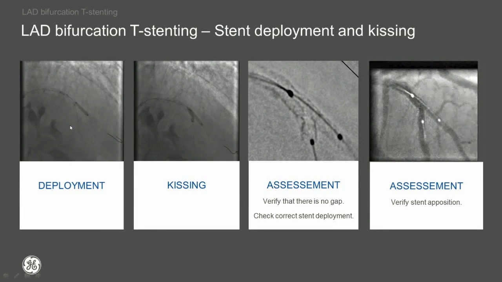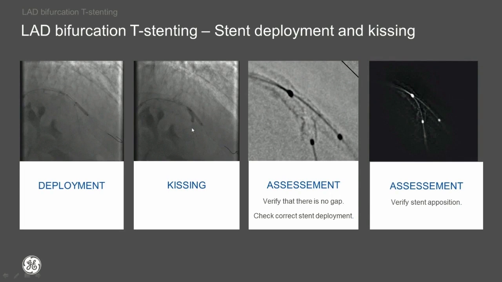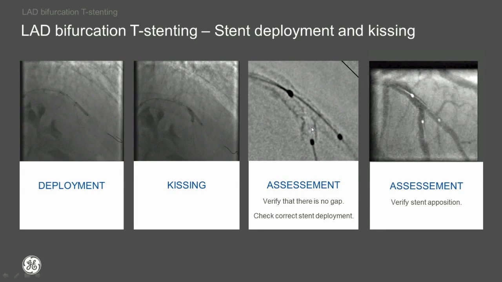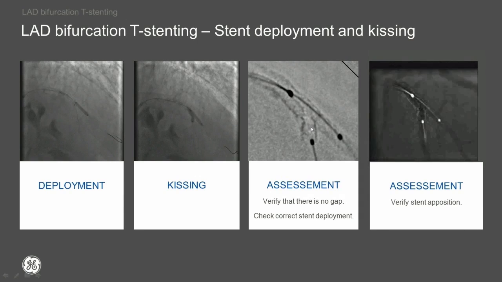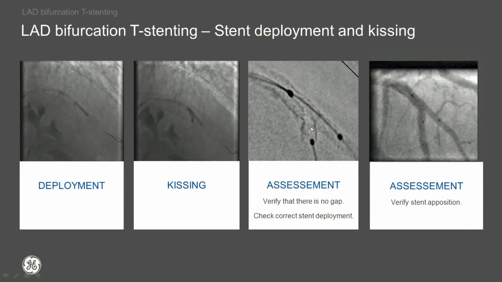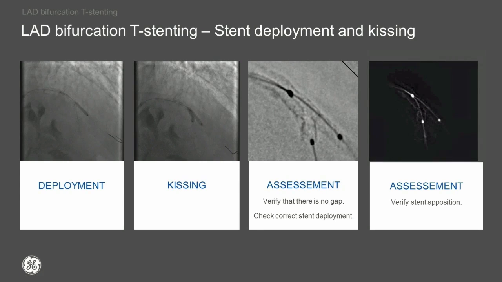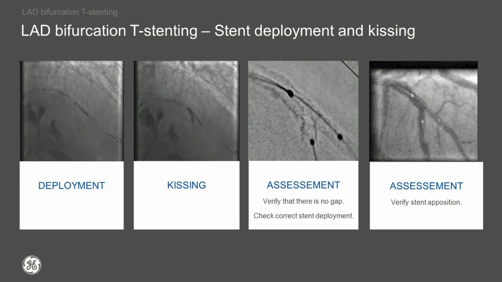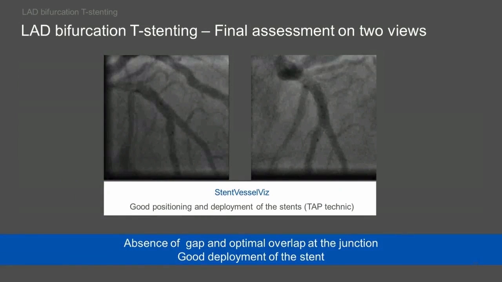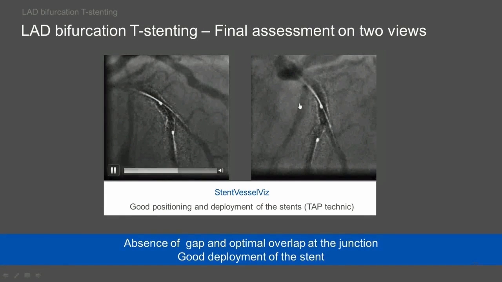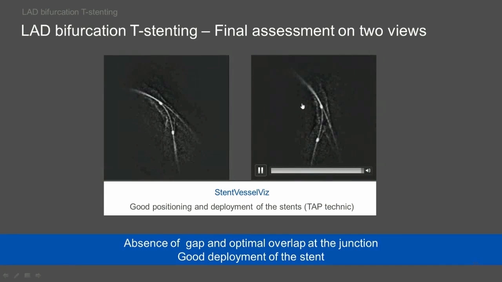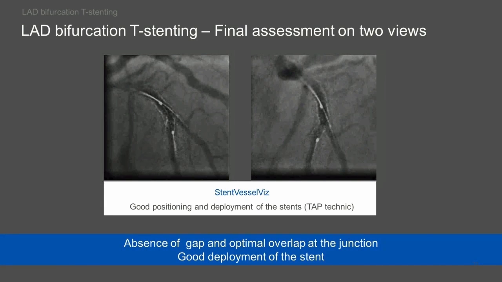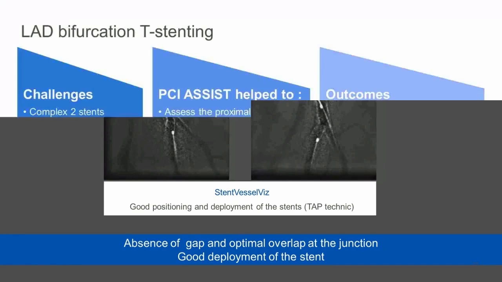So we deployed the stent, we did the kissing balloon, and then we assess the opening of the side branch. As you can see here with the stent vessel viz, we can clearly check the position of both stents and the opening of both stents in this bifurcation. Here we can see the bifurcation in two views with the stent vessel viz, with a good opening of the stents and a good position of both stents.